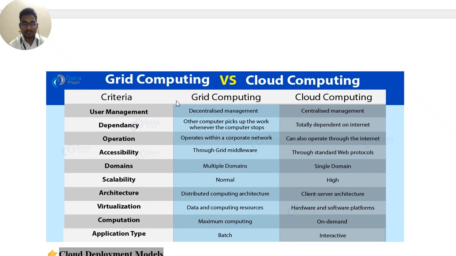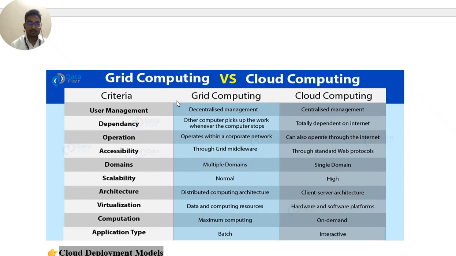Grid computing and cloud computing: the difference between grid computing and cloud computing. Feature management: grid computing has decentralized management, and cloud computing is centralized. Dependencies: in grid computing, another computer picks up the work whenever a computer stops, while cloud computing is totally dependent on the internet.